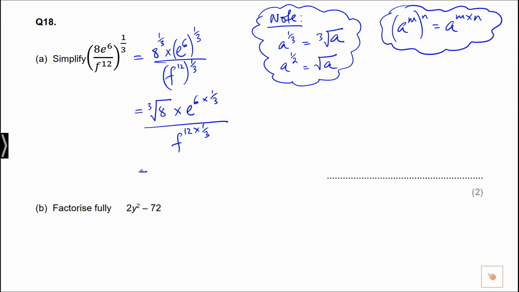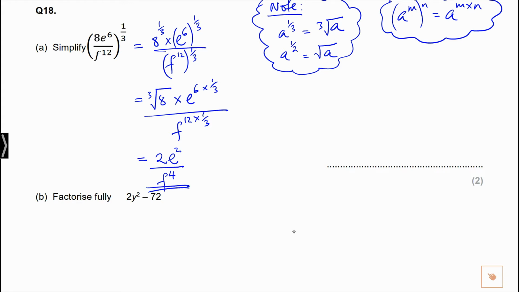So basically, this will be equal to the cube root of 8, which is just 2. A third of 6 is 2, so that will be e to the power 2 over, a third of 12 is 4, so f to the power 4. And that will be our final solution. A third of 12 is 4, so this is supposed to be 4. And that will be our solution. Okay.